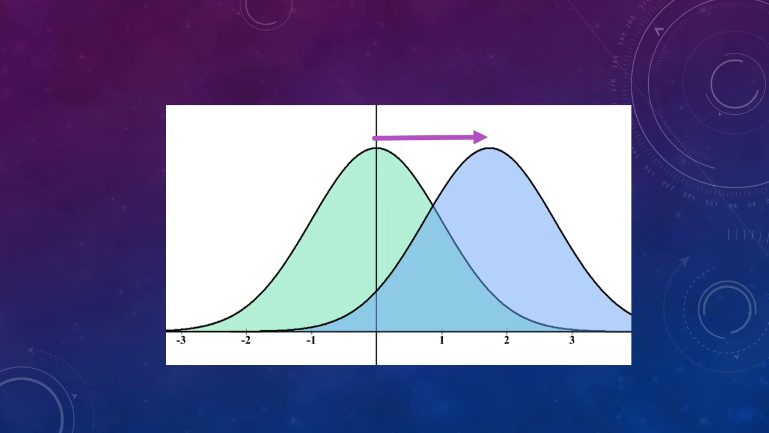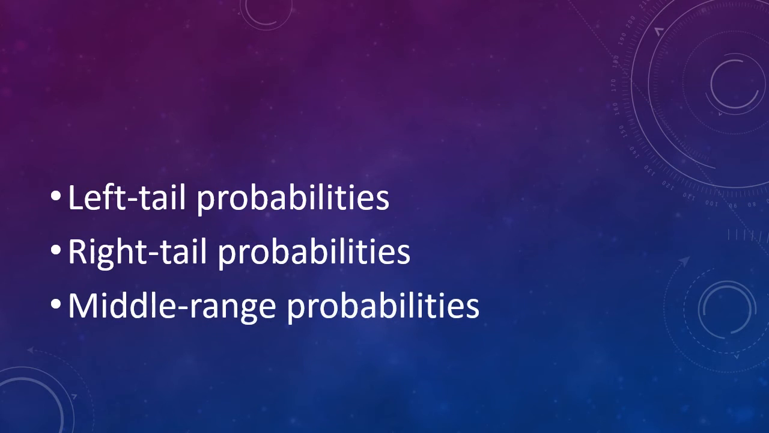As I mentioned earlier, finding probabilities for continuous probability distributions requires calculus and is related to the area underneath the distribution curve. In practice, people usually use software or a table to look up probabilities from the standard normal distribution. We'll talk about how to use the standard normal table to find three kinds of probabilities from the normal distribution: left-tail probabilities, right-tail probabilities, and middle range probabilities.